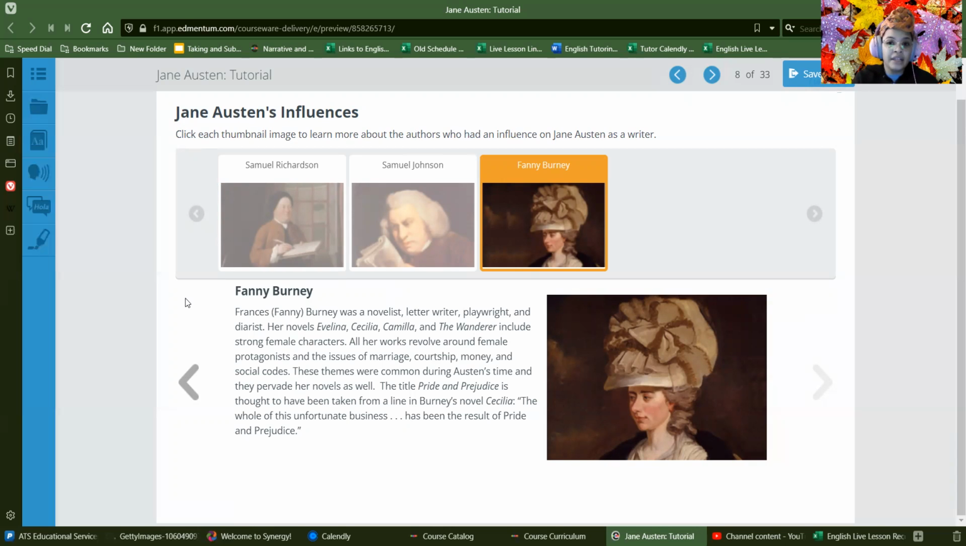So it wasn't exactly the same as what Jane Austen did with her books being centered on the landed gentry, but she still wrote about women and women-centered things. It just wasn't about that specific class. So Austen took a lot of inspiration from Burney and was motivated to center her books around women because of Burney's books. And then it said here at the bottom, the title Pride and Prejudice is thought to have been taken from a line in Burney's novel Cecilia. "The whole of this unfortunate business has been the result of Pride and Prejudice." So they think that she took the name of her book from one of Fanny Burney's books.